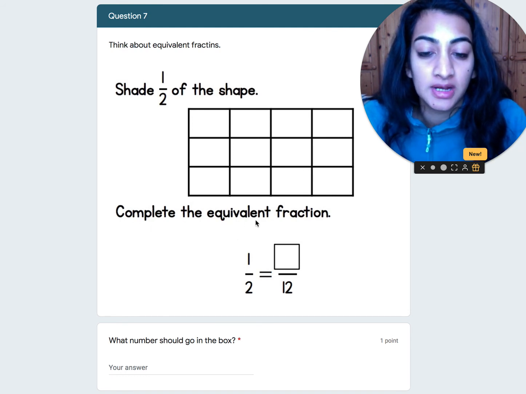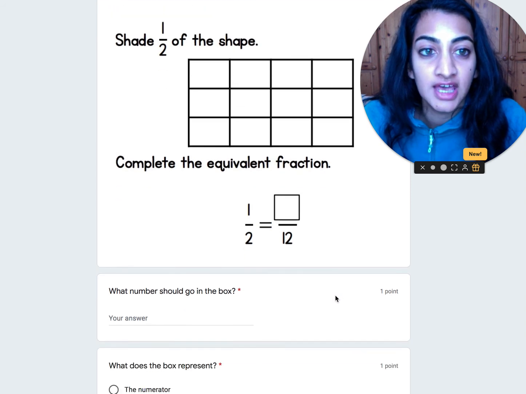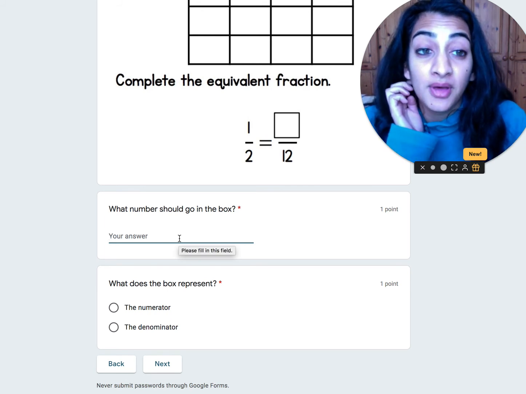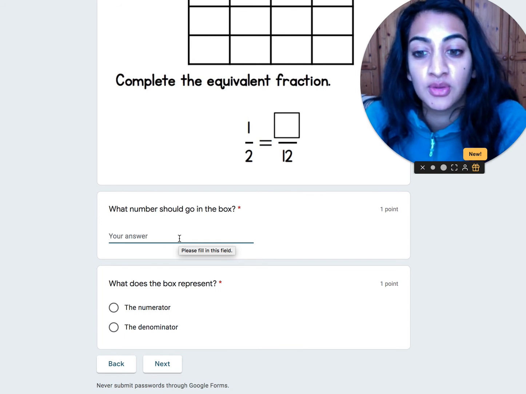Then it says complete the equivalent fraction. So it's given you 1/2, it's given you the equal sign to say it's equivalent, and it's given you part of a fraction. It has two questions here. What number should go in the box? So in this box, what number should go there? If you can remember what the different parts of a fraction mean, you might be able to figure out what number is supposed to go in the box.